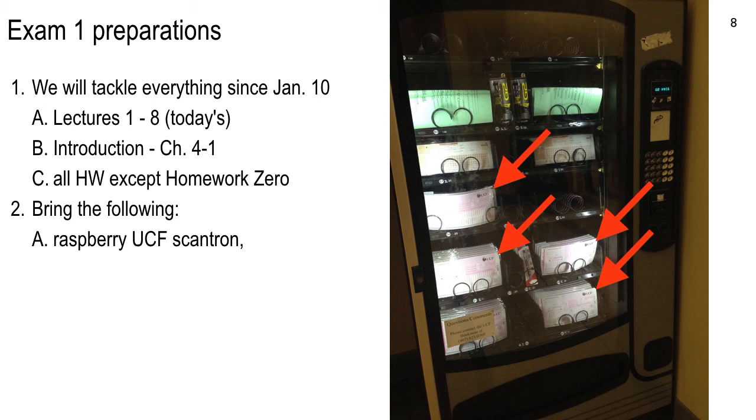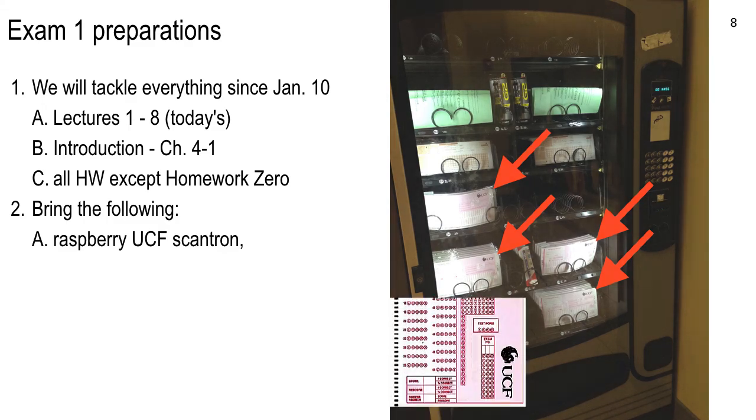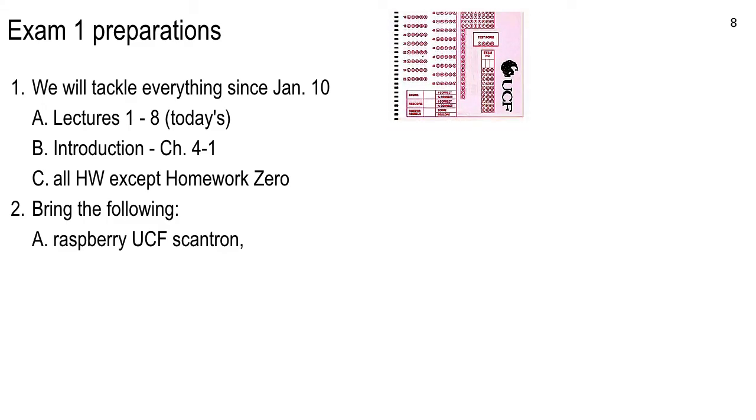Yeah, the UCF Scantron, they have them in these vending machines. Go up to the SGA office, 2nd floor of the Student Union, and they give you one for free. 1 per day or something like that, I guess. I've never done it, but it's the one that has the UCF logo on it, the Pegasus logo. It looks like that. And it's raspberry colored.